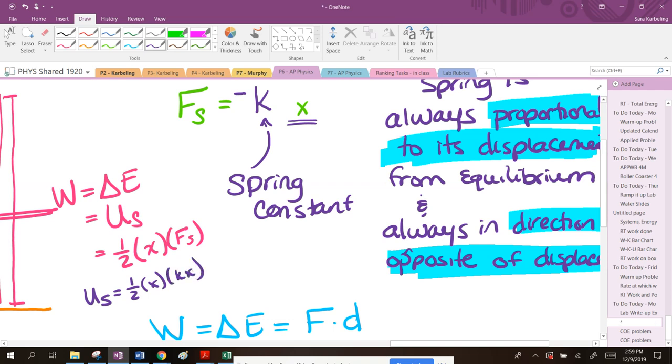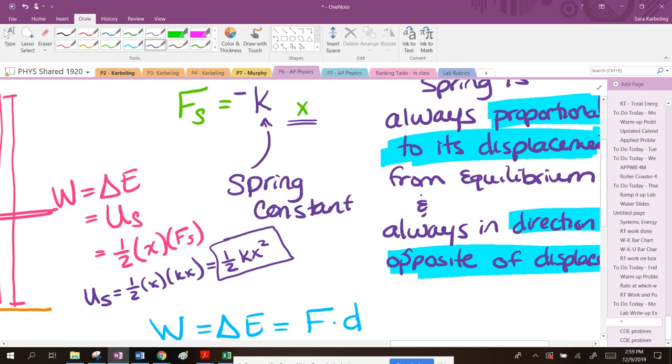That negative was just to tell us direction, and we don't care about direction when we're talking about energy. So we've got one half x times kx. That's a lot of x's to write down. Instead, we can write it as one half kx squared. That's something worthy of putting a box around.